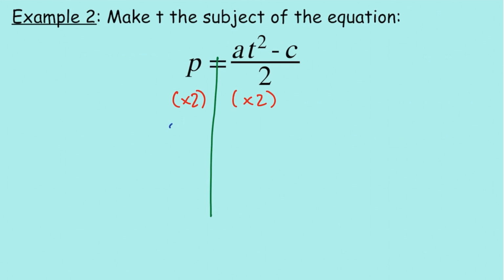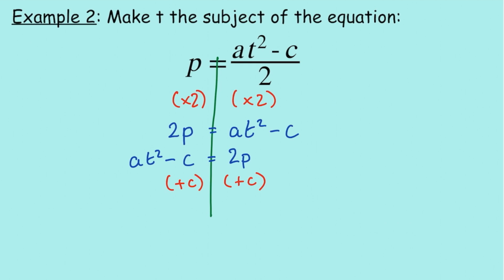This gives us 2p is equal to at squared minus c. Now let's swap the two sides of the equation around so that we've got the subject on the left-hand side. So we've got at squared minus c is equal to 2p. So first thing that we're going to do here is add c on both sides. This gives us at squared is equal to 2p plus c.